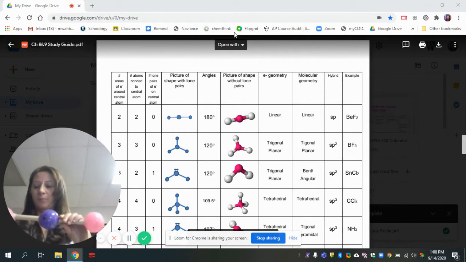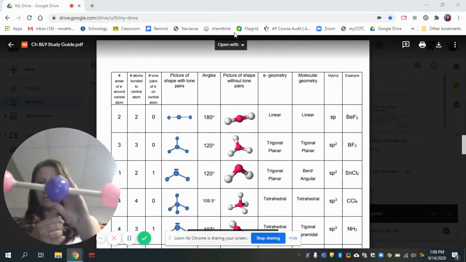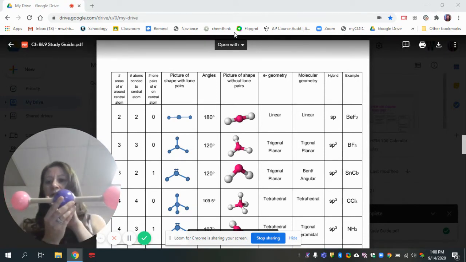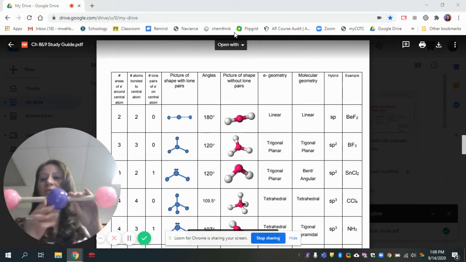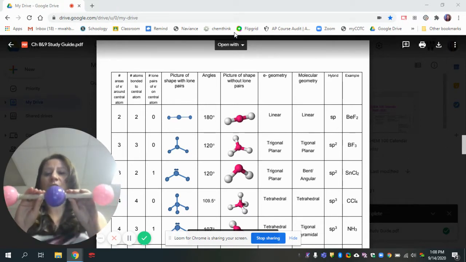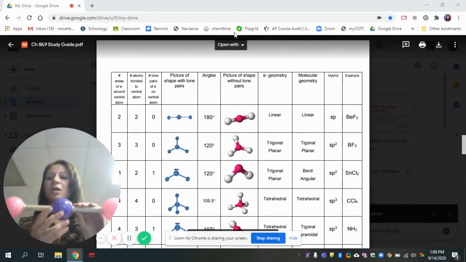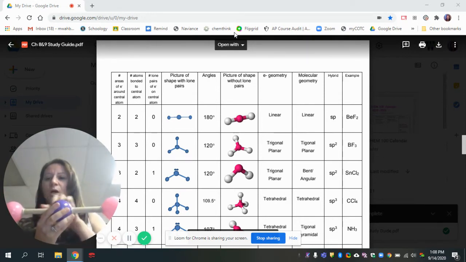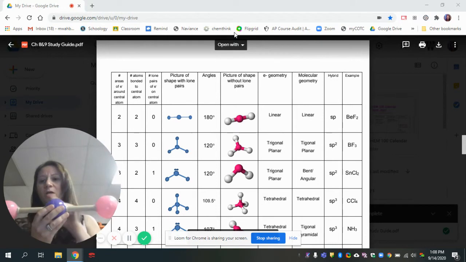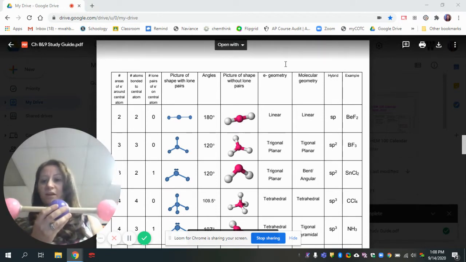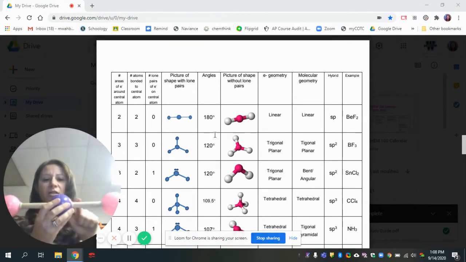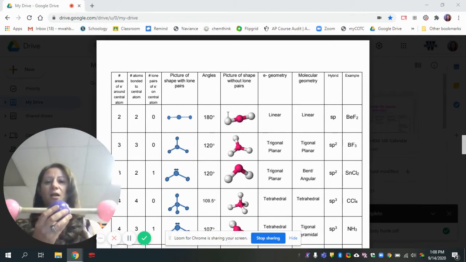So right here I have my central atom, and I have two areas of electrons. The farthest two things can be separated from each other, because remember those electrons repel each other, is 180 degrees. And so the bond angle that I have, the angle between this bond and this bond, is 180 degrees. And so if I have two areas of electrons, I have 180 degrees. The shape of the electrons is linear. In this case, the shape of the molecule is also linear because I don't have any lone pairs.